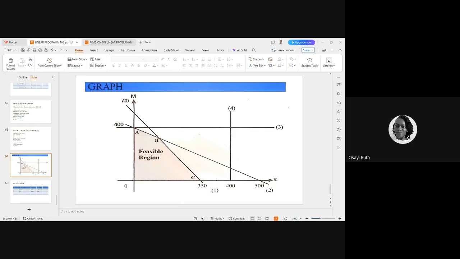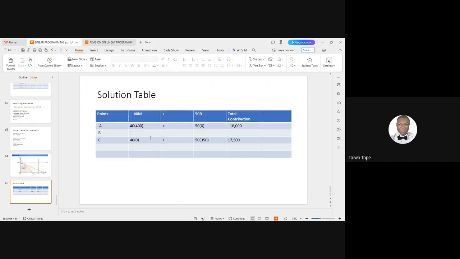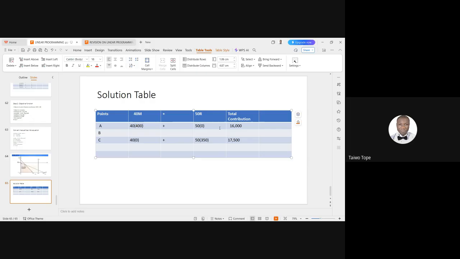Those two equations are the equation lines, isn't it? Yes. At this point of intersection, those two equations intersect. So we have to use our simultaneous equations to solve and get the value of M and the value of R. That will be substituted to get the total contribution for point B.